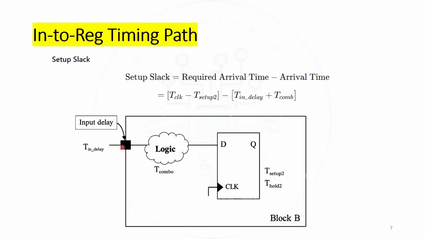So this is the input port and this is the register. That's why it is called input to register. Through this input port, it will go through some combination logic and get connected to the data pin of the flip-flop. Now let us see how to write the setup slack for this.